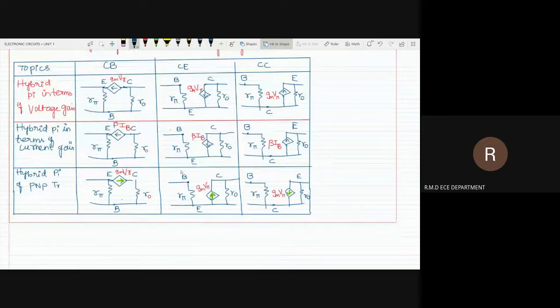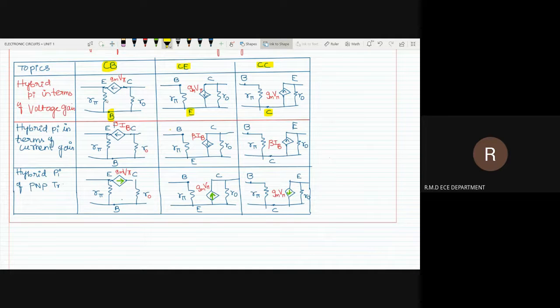Next, the hybrid pi model. Let us take the CB configuration. B is the common terminal, so it has to be highlighted as the bottom line. Whatever the configuration, that terminal will be the bottom line of the equivalent diagram. In the same way, for CE, E will be the baseline, and for CC, C will be the baseline.